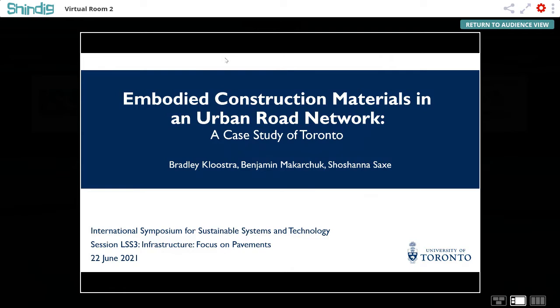And in this presentation, I'll be talking about, first of all, why understanding material stocks in urban transportation infrastructure is important, and also how methodological choices with respect to archetypes or typologies used to represent infrastructure components can significantly impact the findings in material flow analysis research.